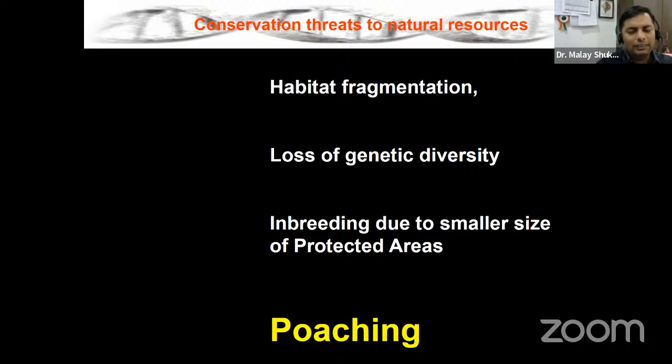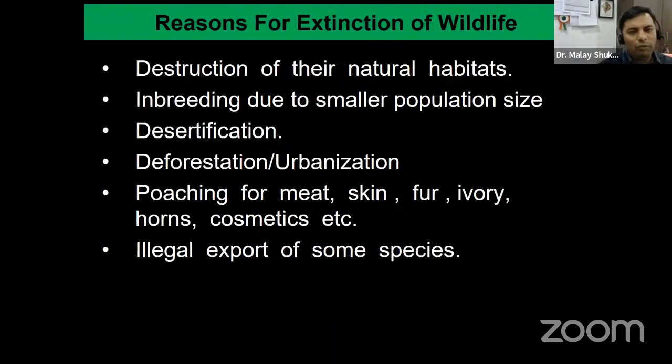And hence, it has led to the state of inbreeding, where many relatives get the chance to breed with the closest ones, which may harm the population in the longer run. And the ultimate threat, obviously, is poaching, illegal killing of wildlife parts and products, ruthless killing, and its smuggling for various reasons.